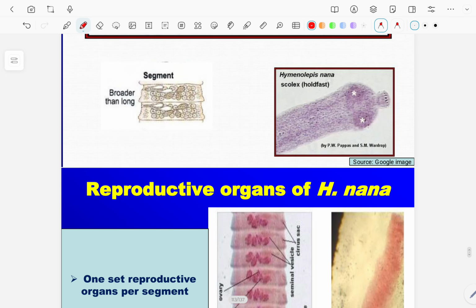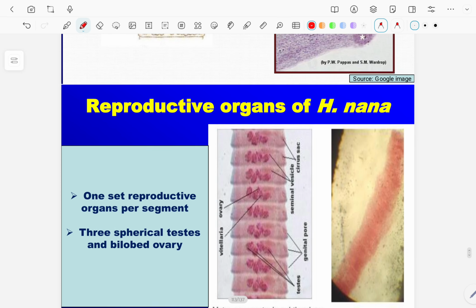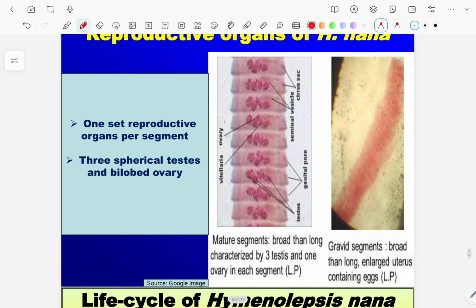Reproductive organ of H. nana. The reproductive organs per segment are 3 spherical testes and a bilobed ovary.